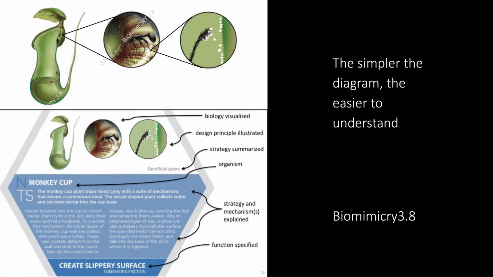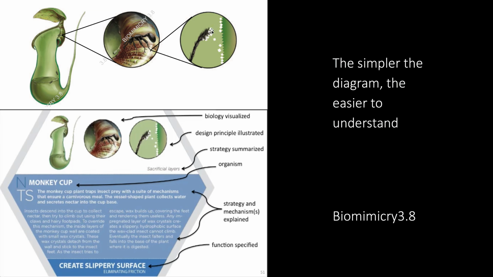Well, Biomimicry 3.8 has an example of how this happens. At the top, you'll see the biological diagram. Look in to see the whole plant and then zoom in at a specific place to get a closer look. And at the top, in the middle, you will see the ant walking on the surface. And then zooming in, what is happening there? Why does the ant slide into the plant?